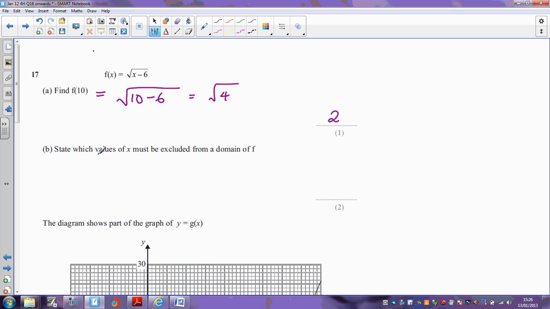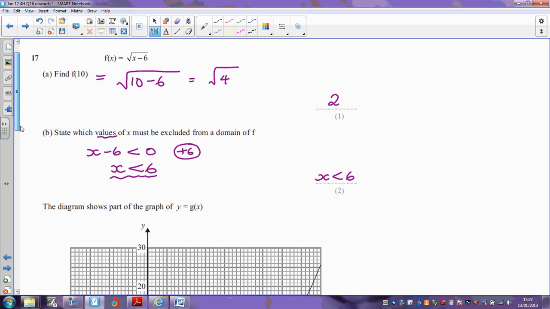Question says which values, and this is important, of x must be excluded from the domain of f. Now, we know that we cannot find the square root of a negative number. So in other words, we cannot have x minus 6 being less than 0. Now, if x minus 6 is less than 0, if I just add 6 to both sides of that, x is less than 6. So the values of x which must be excluded are any values of x which are less than 6. So x less than 6, that gives us the values of x which must be excluded from the domain.